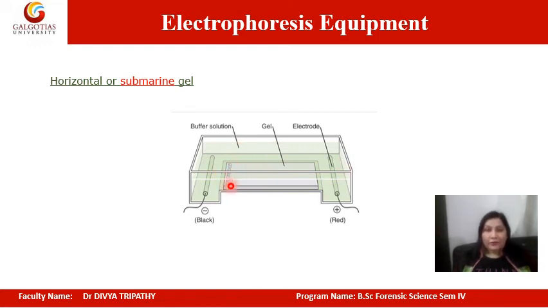And now what will we do? We will load our sample on the negative side of the electrode, and when we complete the circuit, the movement of these biomolecules takes place and they get separated on the basis of their different charge and different size. This is how the electrophoresis equipment works.